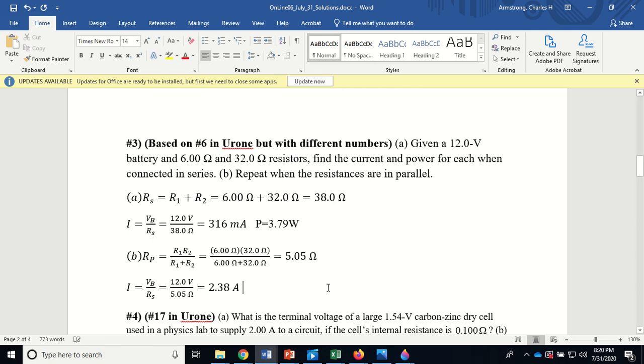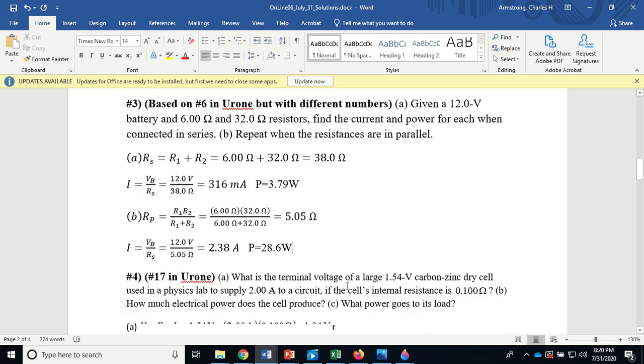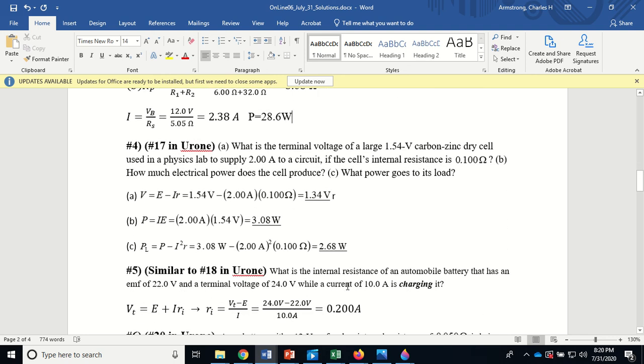Okay, this one here, again, just go current times voltage. So P for this one will be 2.38 amps times 12 volts equals 28.56, 28.6 watts. Okay, so that's how you would do the power. You just multiply them. Oh, we can't do this one yet.